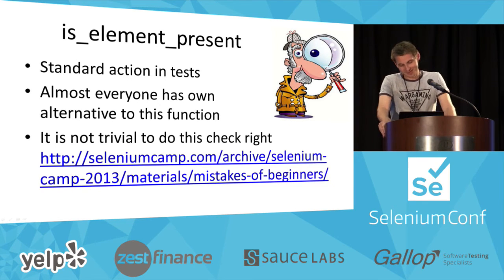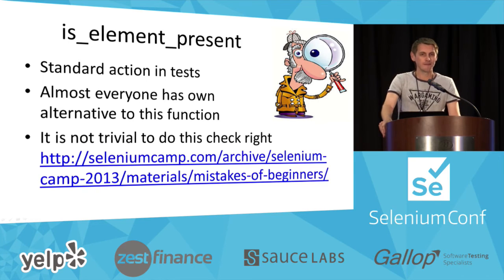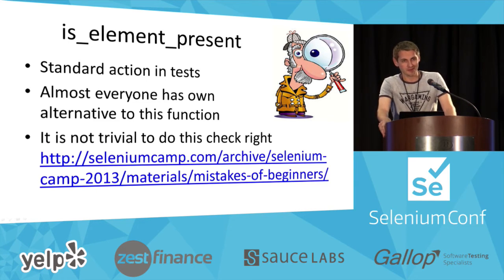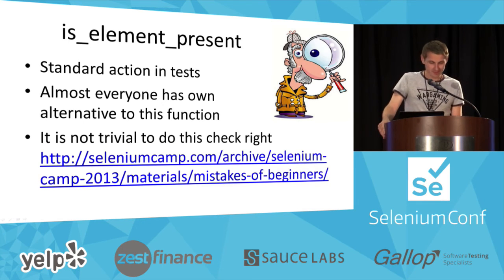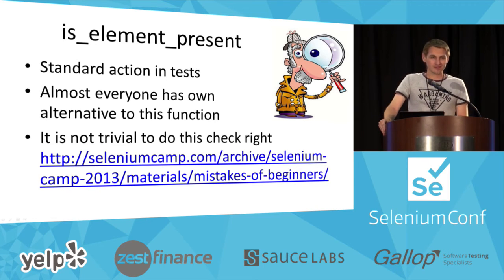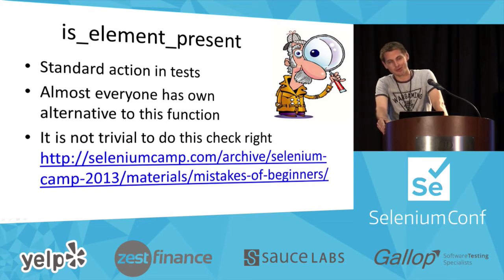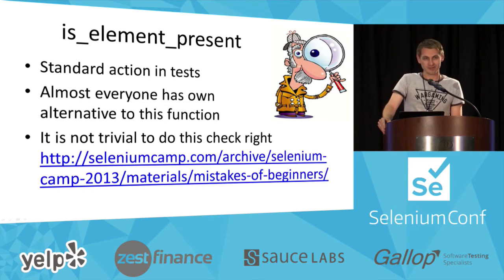Everyone who has ever written UI tests has met this verification. At the first glance, it looks like a standard check. You do something, and you like to verify that some element is present. On the other hand, it is not so trivial to implement the check. There is a link with proofs on the slide. And folks, especially who are new to automation, continue to reinvent the wheel in their tests and frameworks.